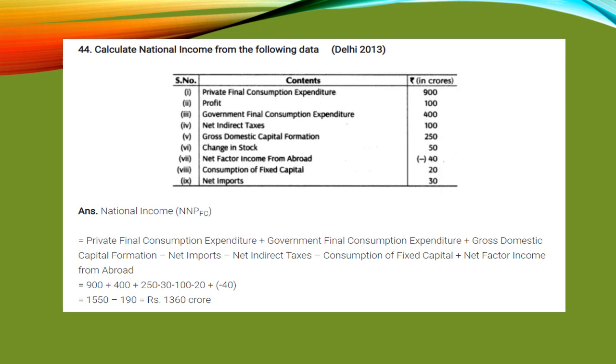By this, we will get the value of GDP MP, and for converting GDP MP into NNP FC, we will reduce the value of indirect taxes, that is net indirect taxes, minus consumption of fixed capital, that is depreciation, and we will add net factor income from abroad. So we will get the value of NNP FC.